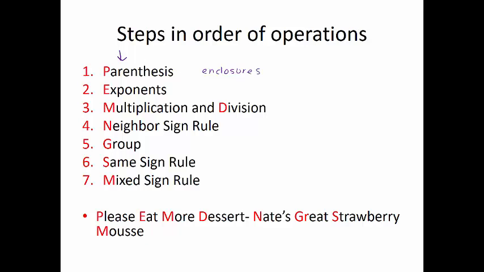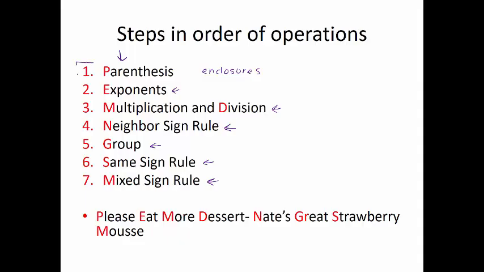So the first thing you want to do are any parentheses or other enclosures that you have. Then you will work through any exponents. Then you do any multiplication and division you have. Then you do the neighbor sign rule. That was an earlier lesson that we talked about. Then you group same signs together. Then you apply the same sign rule. And finally the mixed sign rule.